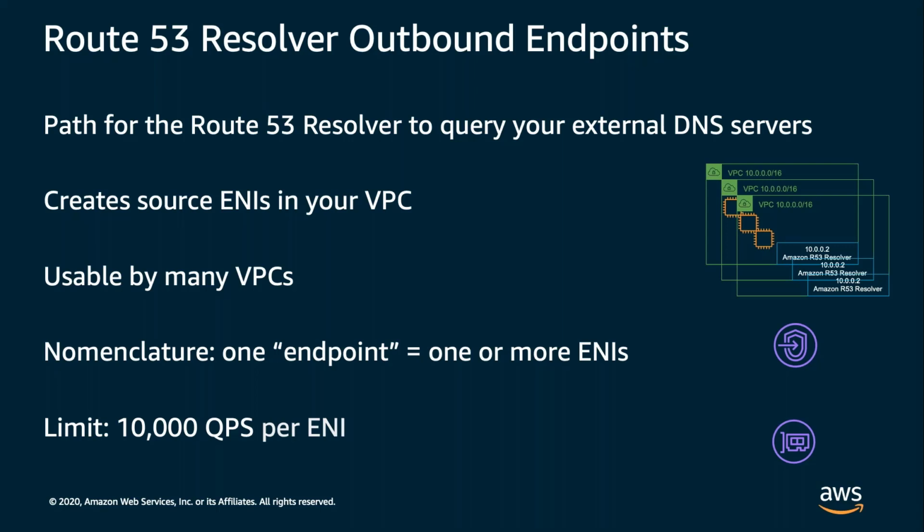Similar nomenclature when you go and deploy an outbound endpoint. An endpoint is one or more ENIs. And again, we'd really recommend having two or more for high availability and spread those out across two or more availability zones. And then very similarly to our inbound endpoint, it scales out at 10,000 queries per second per ENI. So having two ENIs will give us 20,000 queries per second. And then we can again watch the CloudWatch metric and alarm on it if we see that those queries per second are getting close to the limit that we have.